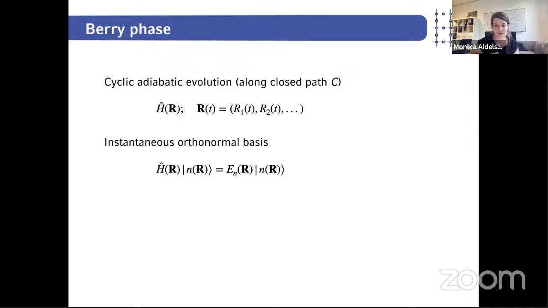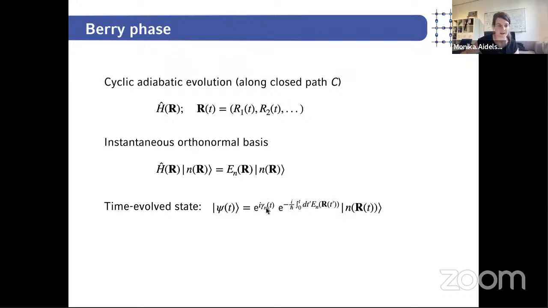So we have a Hamiltonian that lives in this abstract parameter space R, and our eigenstates we just denote as n of R, and they will have some eigenenergies E of R. Now if we solve the time-dependent Schrödinger equation, we can calculate the state psi of t after we performed this adiabatic evolution in our parameter space, which in our case is Qx and Qy. And then you will find that there are two contributions to the phase that the state picks up. So at the end of the closed loop, you return to your original state that you started out with, but it picks up this phase.